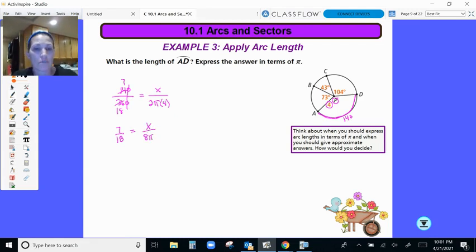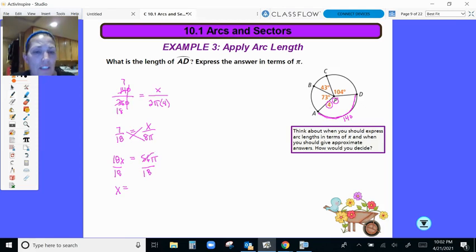From here, I can cross multiply, okay? I can take x times 18, which is 18x, equals 7 times 8 pi, which is 56 pi. Let's divide by 18, and x is equal to, and here we're going to simplify again. So we want to think of the biggest number that's going to go into both 56 and 18.